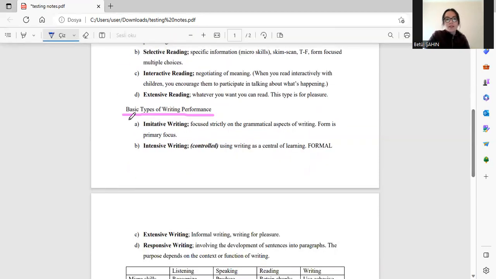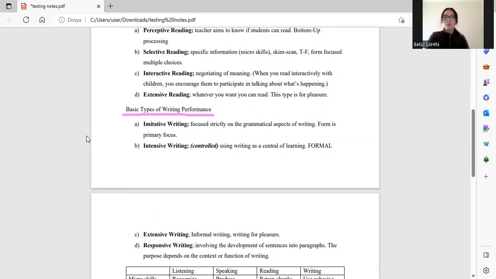And last one is writing performance. We have 4 types of writing performance. First of all, imitative writing. Imitative writing focuses on the grammatical aspects. Form is the primary focus. Grammar is the most important thing in imitative writing. And intensive writing, it's controlled, formal, unlike extensive writing. Using writing as a central part of learning.